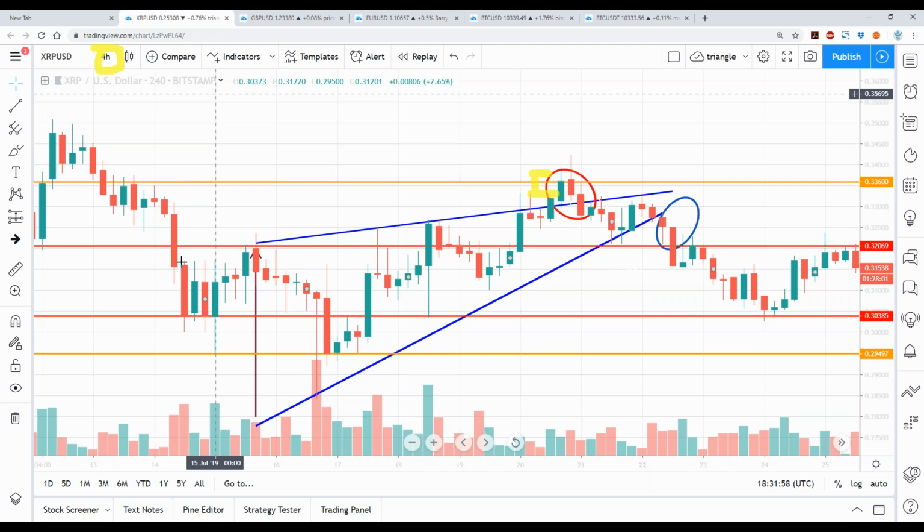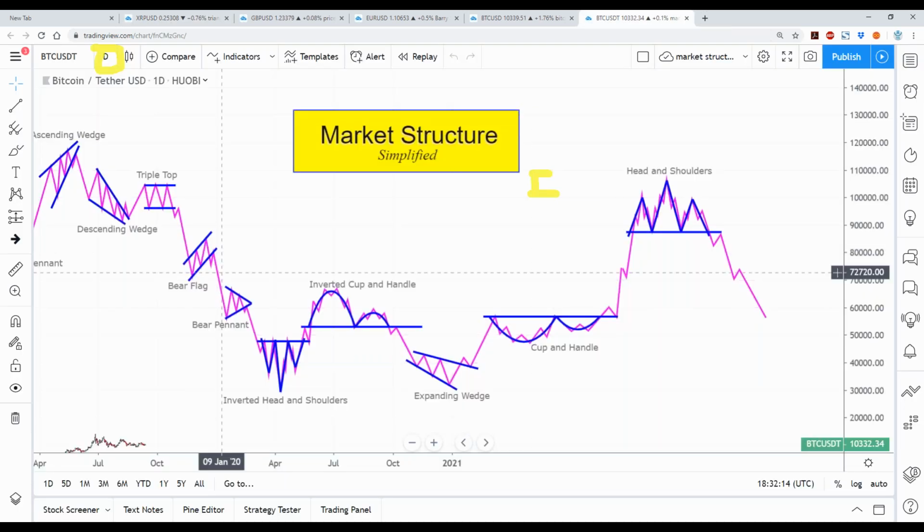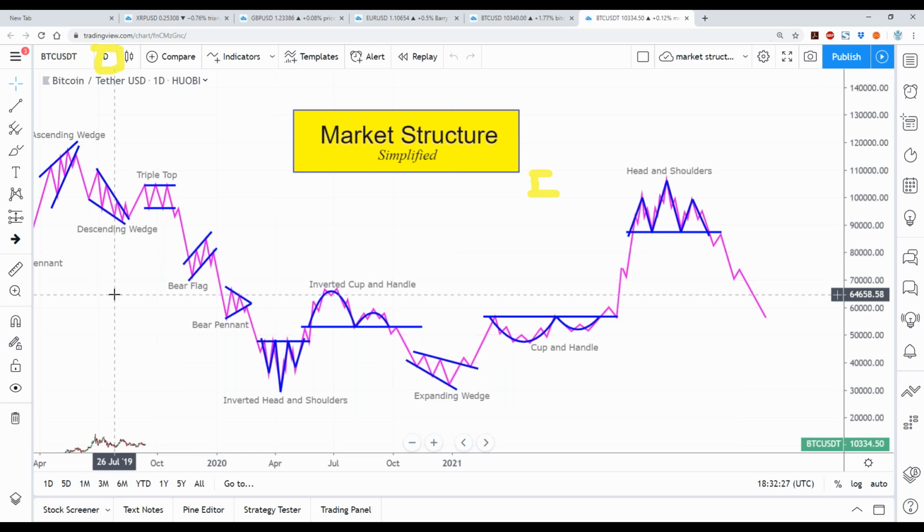Now, charts also give us the ability to apply chart patterns. What you're looking at here is a triangle. Triangle is a well-known pattern in technical analysis, and there's a whole range of patterns that are well-known, respected, and defined. Here we can see ascending wedges, descending wedges, triple tops, bear flags, pennants, inverted head and shoulders, inverted cup and handle. We have expanding wedge and upright head and shoulders.